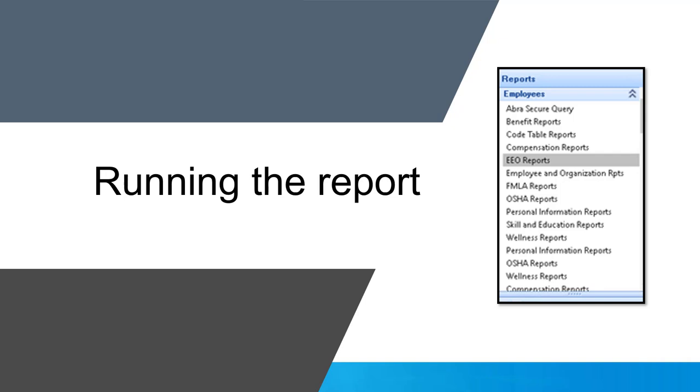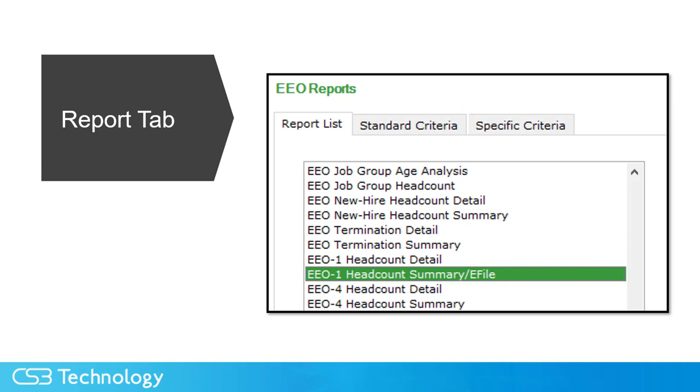After making any of the corrections that we needed to do or reviewing that current pay tab for all of our employees, now we're ready to run the EEO-1 headcount summary e-file. The way that we do that, we go to the Reports section. Under Employees, we will select EEO Reports. We get the EEO Reports listing.